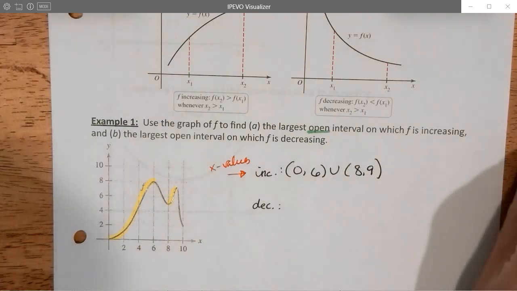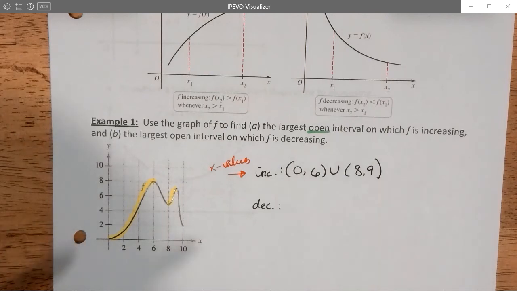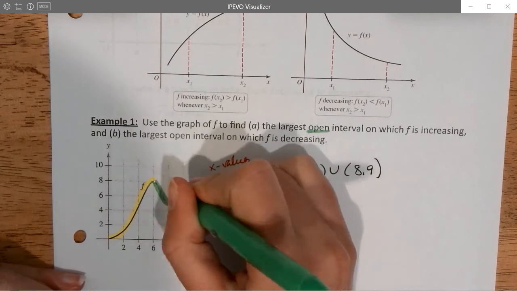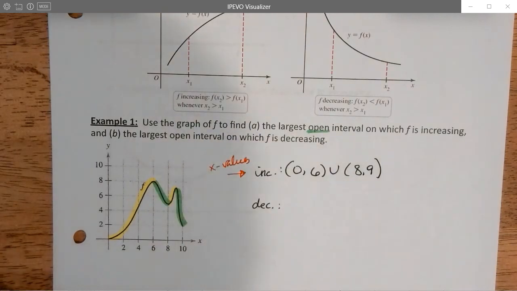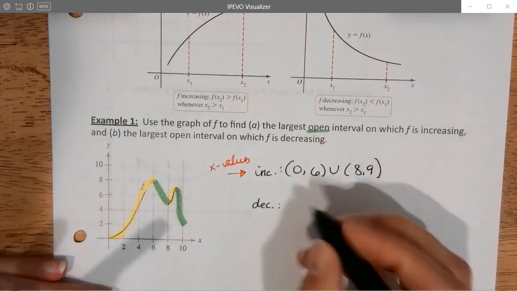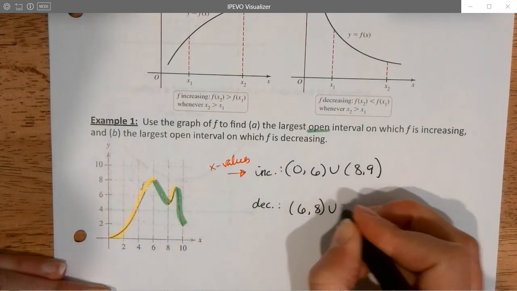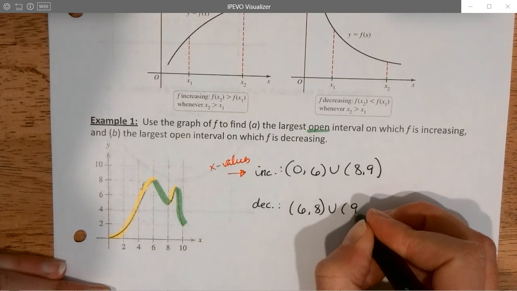All right. And then we can do our intervals of decrease. So we are decreasing between 6 and 8 and also 9 and 10. So decreasing between 6 and 8. Also decreasing between 9 and 10.